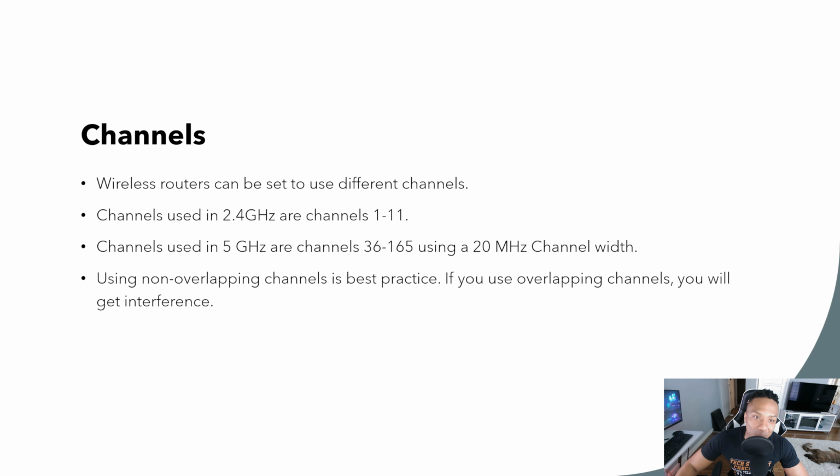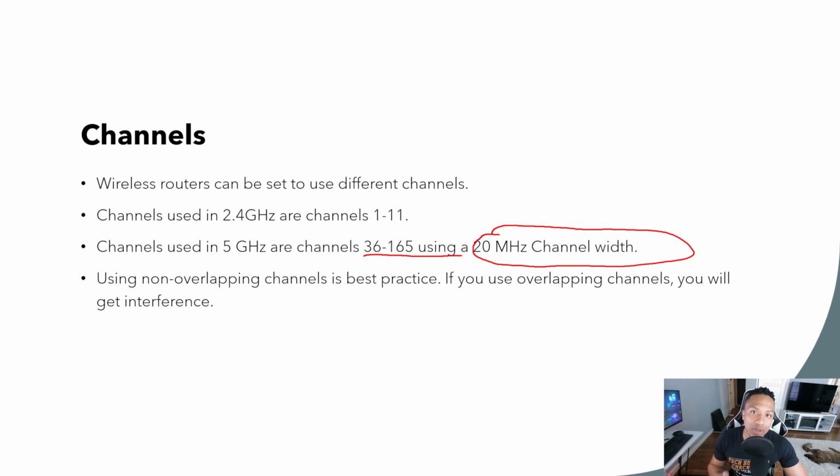All right, so now we get to talk about channels. Wireless routers can be set to use different channels. Channels used in 2.4 gigahertz are channels 1 through 11, and channels used in 5 gigahertz are channels 36 to 165. And that is using a 20 megahertz channel width. We will go over this again. I know it's a lot of information to take in. You might not know what using a 20 megahertz channel width means. I will explain that in the next slide, don't worry.